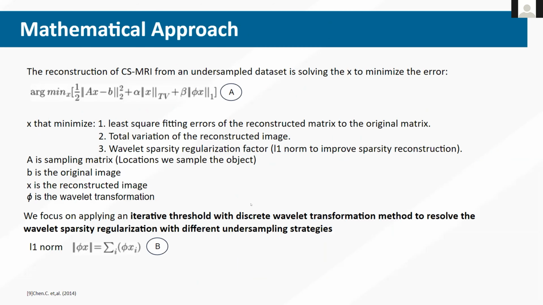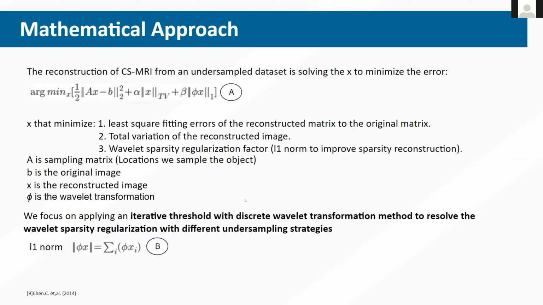To sum up our model approach, here's a mathematical illustration of the image reconstruction process. Equation A is the minimizing problem we need to solve in the compressed sensing MRI process. It has 3 parts. The L2 norm is solving the least squares fit of the reconstruction to the original image. It also has a total variation of the reconstructed image, and the L1 norm of the wavelet sparsity regularization factors. We focus on the wavelet sparsity regularization part, which is equation B.